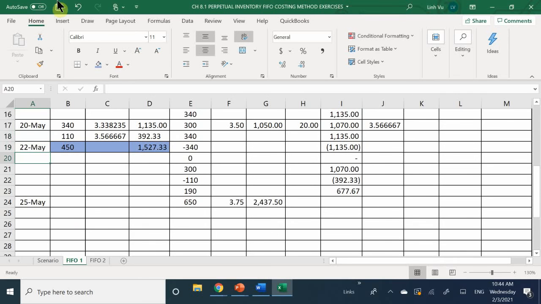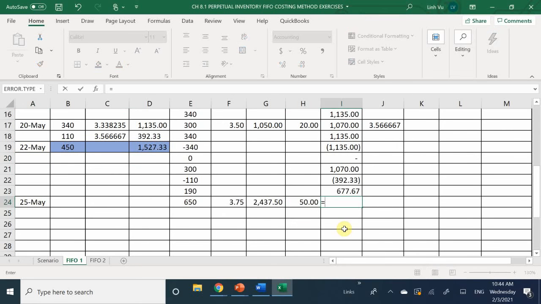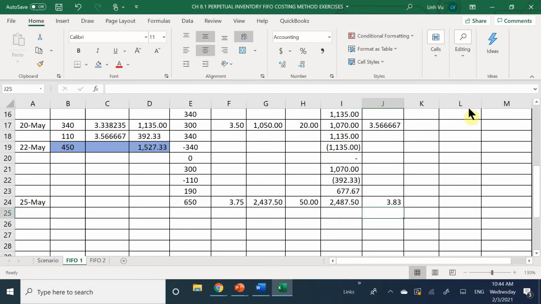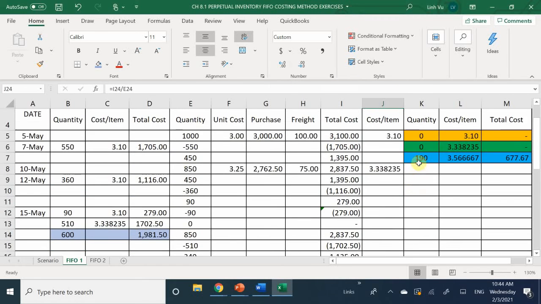So on May 25th, I made the purchase of that, and then what was my freight again? $50, bringing my total cost to 2487.50, bringing my cost per item to, that would be 3.82692. Okay. So another, I guess, nasty number.